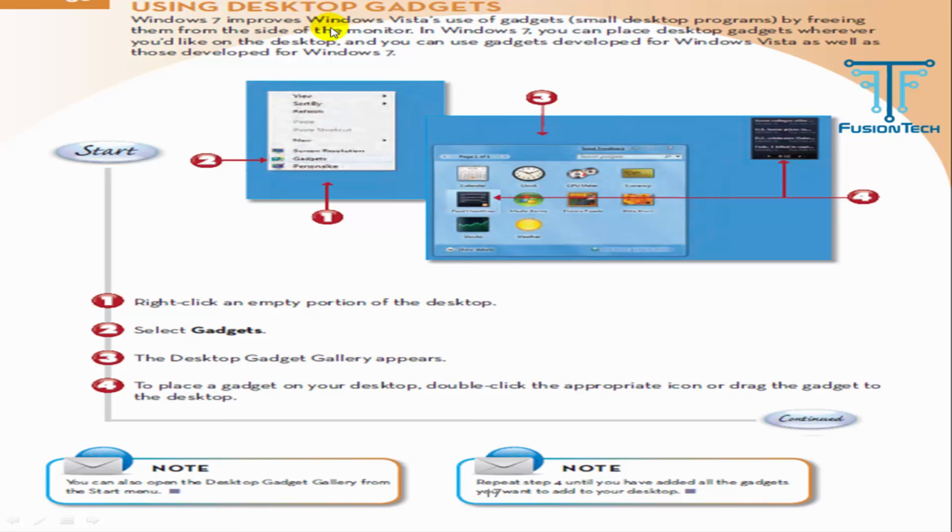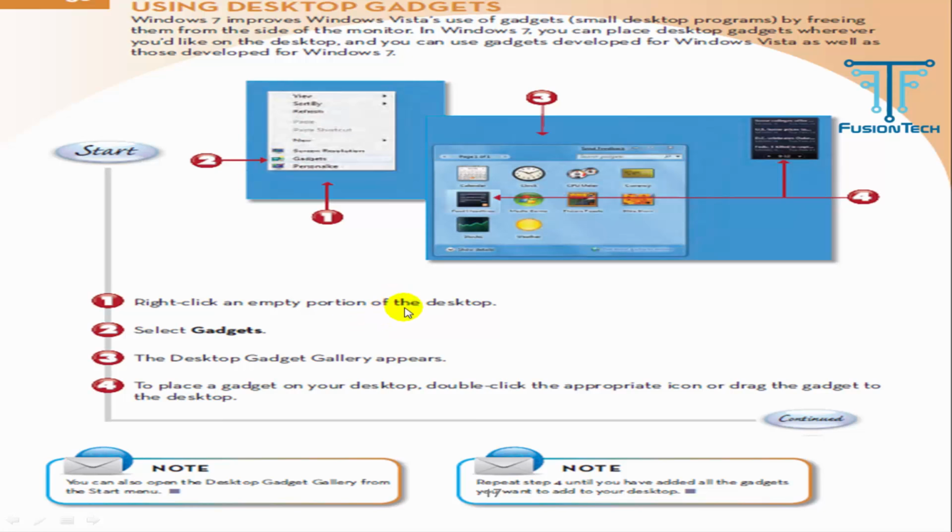Using desktop gadgets, one of the most useful features provided by Microsoft Windows 7. Windows 7 improves on Windows Vista's use of gadgets, small desktop programs, by freeing them from the sidebar of the monitor. In Windows 7 you can place desktop gadgets wherever you would like on the desktop, and you can use gadgets developed for Windows Vista as well as those developed for Windows 7.